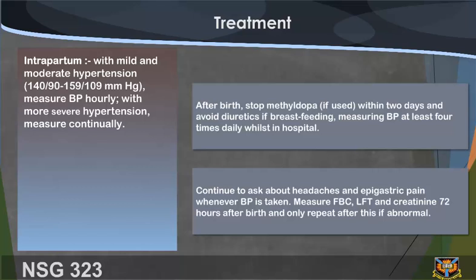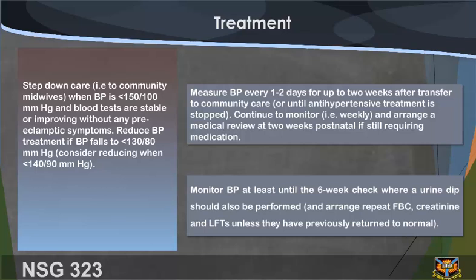Measure FBC, LFT, and creatinine 72 hours after birth and only repeat after this if abnormal. Step-down care, that is, to community midwives, when BP is less than 150/100 mmHg and blood tests are stable or improving without any pre-eclamptic symptoms. Reduce BP treatment. If BP falls to less than 130/80 mmHg, consider reducing. When less than 140/90 mmHg.